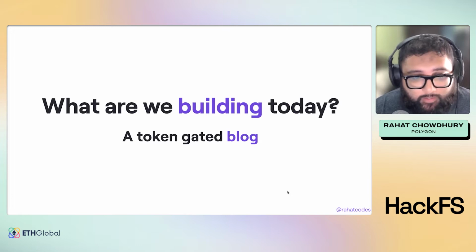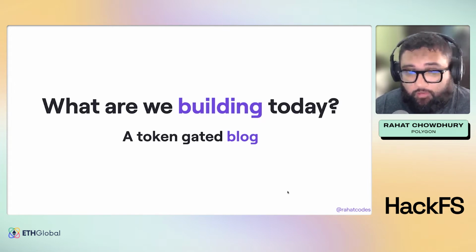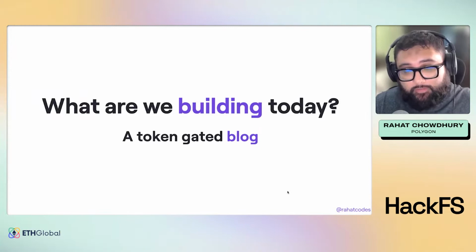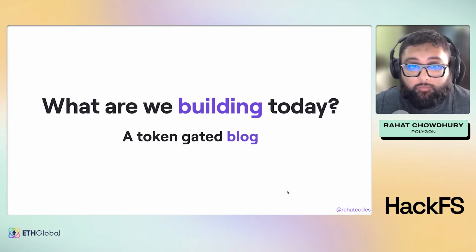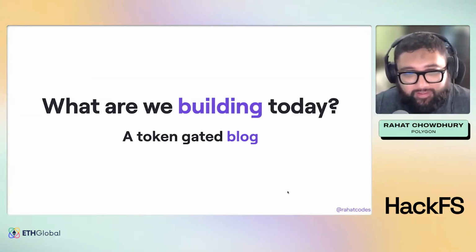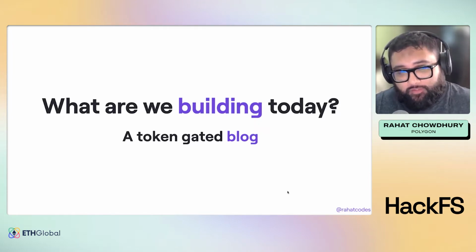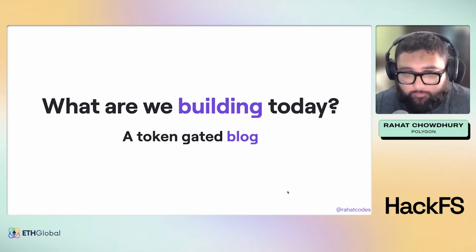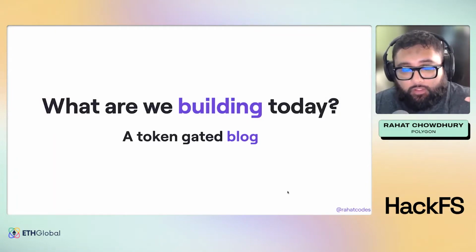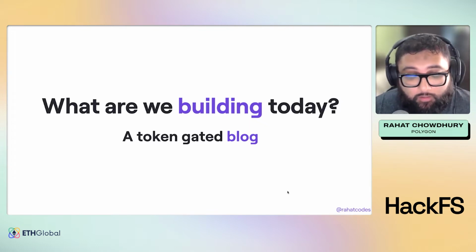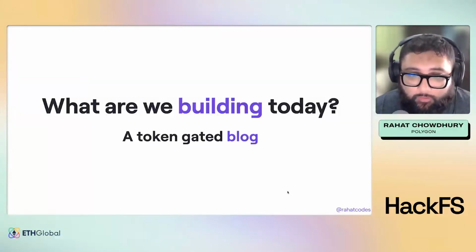So what are we building today? Like I mentioned before, a token gated blog. We're going to be looking at how we can take an existing NFT smart contract that I have already deployed on the Polygon mainnet, which I built on a previous ETHGlobal workshop. And what we're going to be doing is verifying that somebody owns one of those NFTs. And if they do, they can access a blog. The data for that blog is going to be hosted on IPFS and Filecoin using Web3.storage.